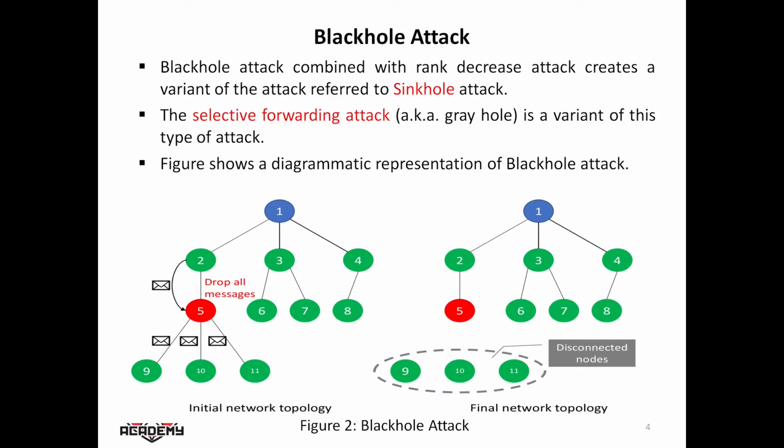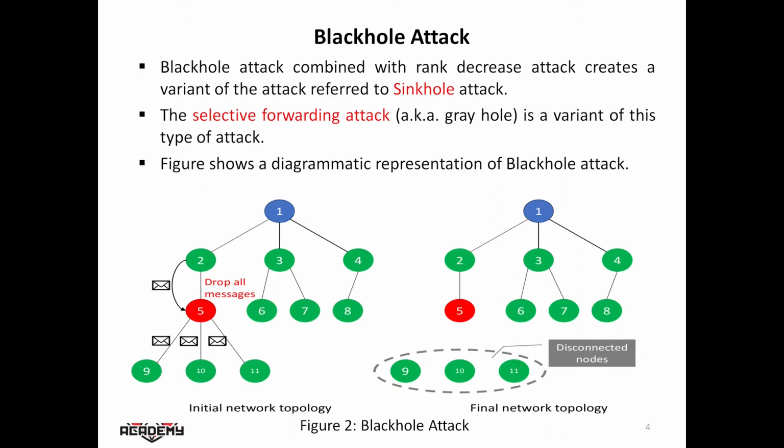When those sensor nodes select the malicious node as their preferred parent, that malicious node will drop all the packets that the sensor nodes forward to it for relaying to the root node. That is called a sinkhole attack. So the difference between a sinkhole attack and a black hole attack is that in a sinkhole attack, another type of attack is combined with the black hole attack, and that type of attack is a rank decrease attack.